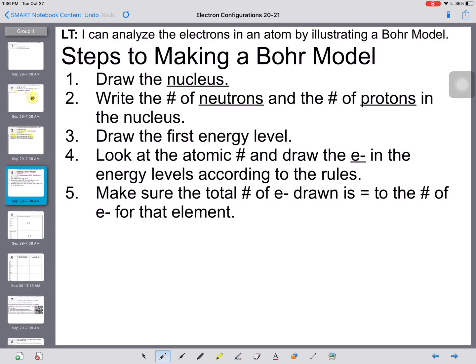We're going to make sure we have the number of neutrons and protons in the nucleus. And then we're going to draw the first energy level. Okay, now we're going to look at the atomic number and draw the electrons in the energy levels according to the rules that determine what are the maximum number of electrons that could fit into each shell. Okay, and then at the end, we're going to make sure our total number of electrons drawn is equal to the total number of electrons for that element.